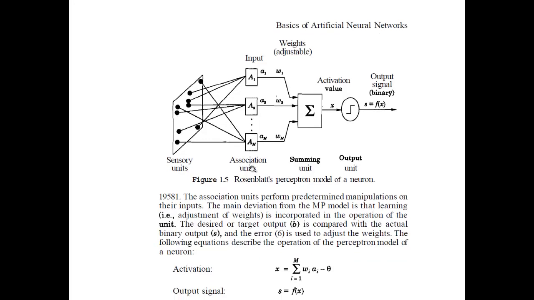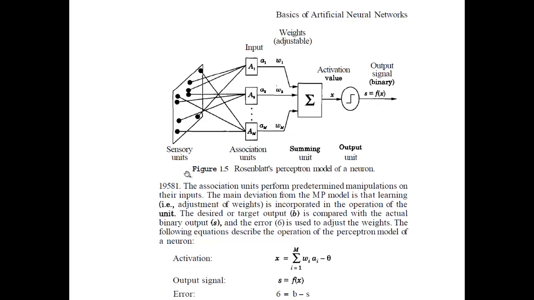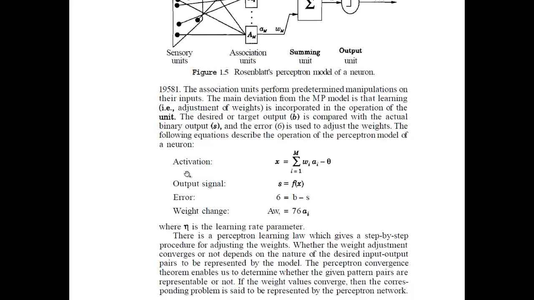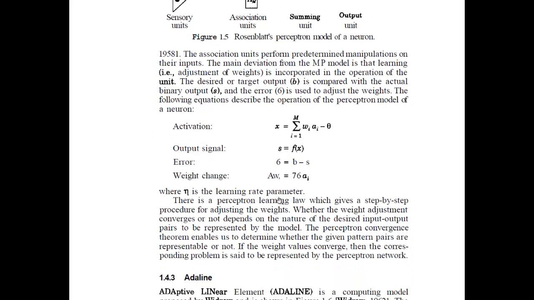So here the addition is that instead of giving the inputs A1, A2, A3 directly, these are being taken by the association units from the sensory units. So this is the addition, or you can say, the development over the MP model. So these are the equations which you have in your Perceptron model. So you can easily understand the MP model. Then the upgradation of the MP model is nothing but the Perceptron model, where you have the sensory units.